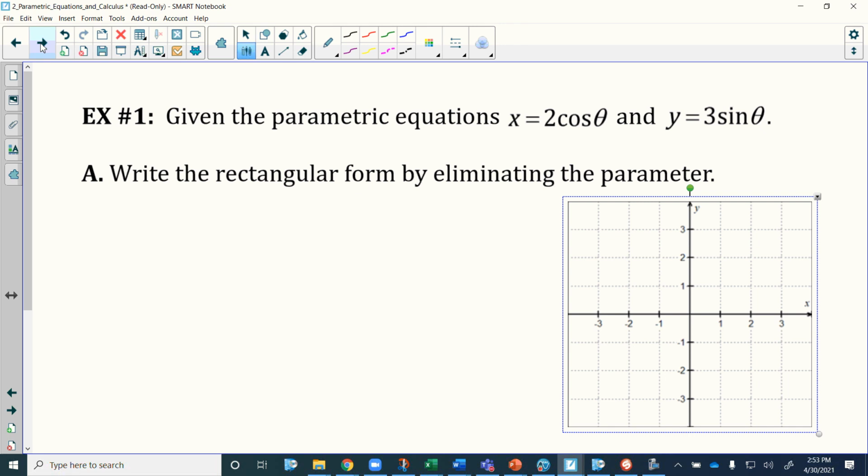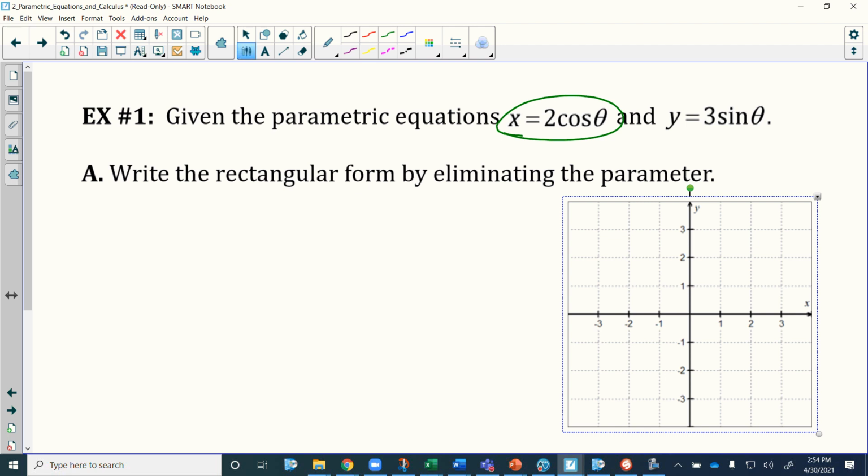Given the parametric equations, x is equal to 2 cosine theta and y is equal to 3 sine theta, it's asking us to write the rectangular form by eliminating the parameter. Now this is something that was covered in the lesson previous to this one. So if you feel that you remember that material well enough, I would encourage you to go ahead and pause the video and try working it out and see what you get. But let's go ahead and take a look at this first one here.